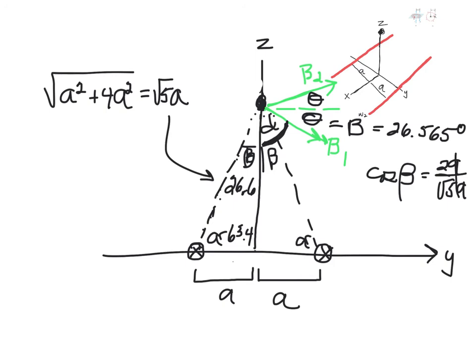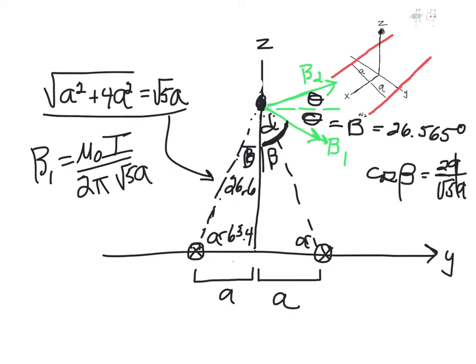So what do we have? Let's do B1. B1 equals mu naught I over 2 pi square root of 5a. Oh, did I go over that? I found that over here, right? Because one side is a, so that's a squared. The other side is 2a, that's 4a squared. When you take the square root, you get the square root of 5a.